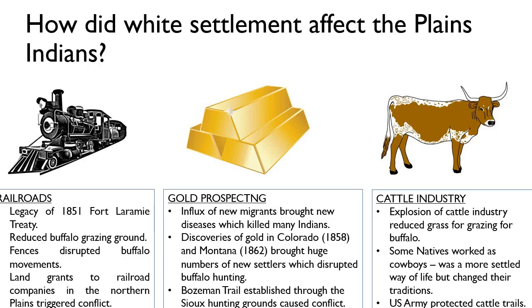So as we move into the 1860s, there's an increase in white settlements onto the plains itself, and this is having a big impact on the Plains Indians. The railroads are beginning to expand into the west. That was one of the legacies of the Fort Laramie Treaty of 1851, obviously. And the expansion of the railroad disrupted buffalo migration, grazing, and obviously was problematic for the Native Americans.